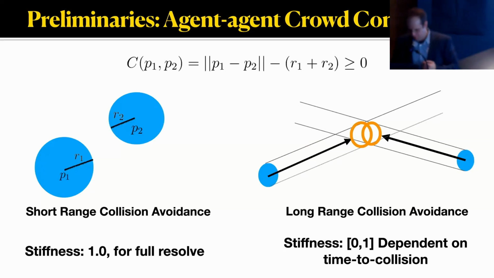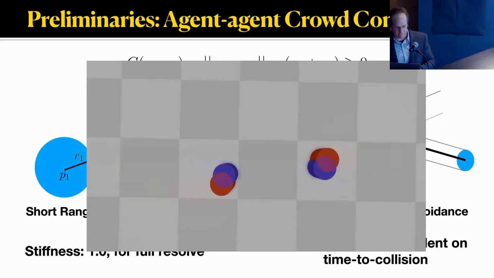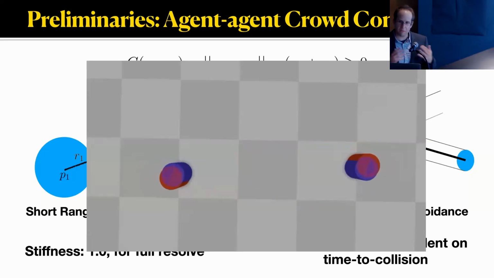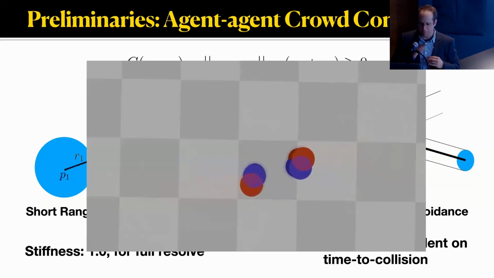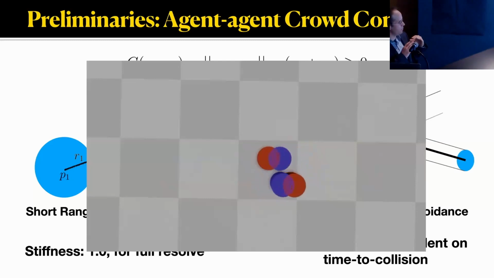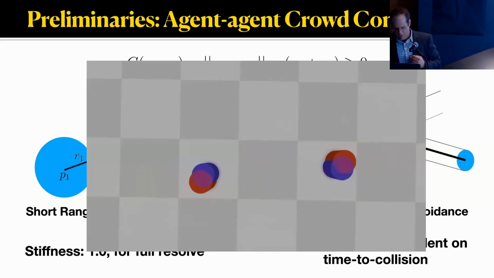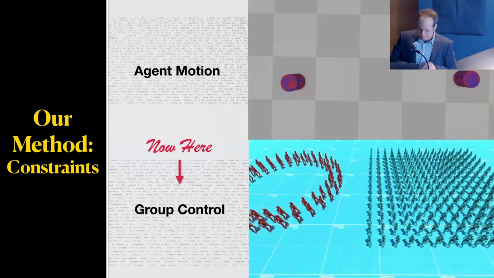If you want more details, I'm going to refer you to the 2017 paper, just for the sake of time. But here's a quick demo of what that means. So the blue agents are using the short-range avoidance mechanism, and the red agents are using that long-range mechanism. You can see the behavior is almost similar, just ahead in time. Okay, so that's our basic agent control. We didn't do anything new. We are just reusing that framework from 2017.